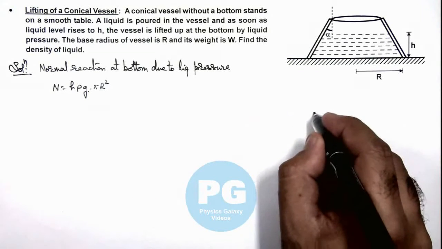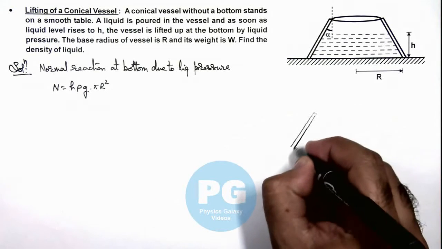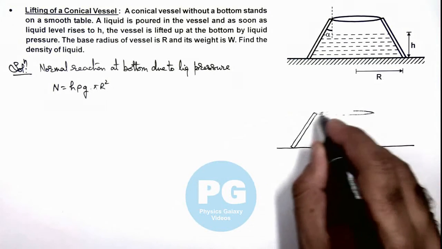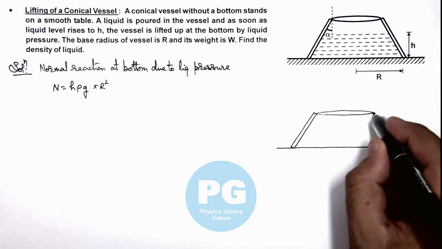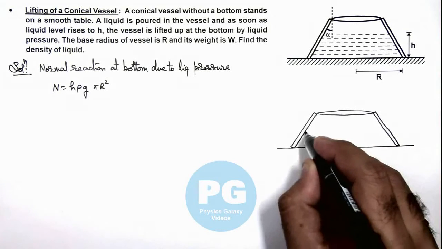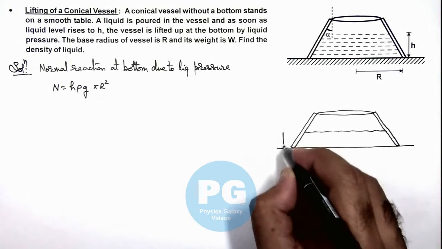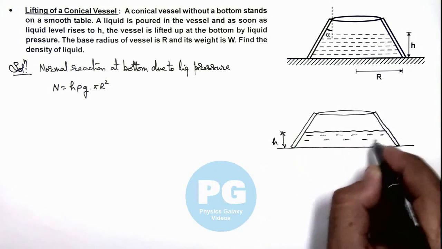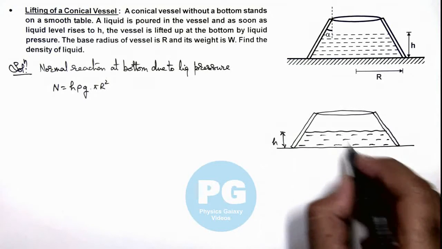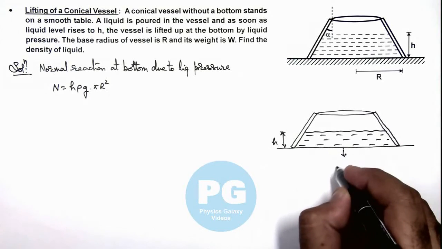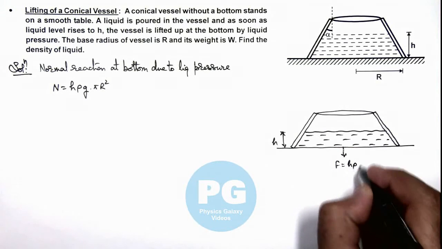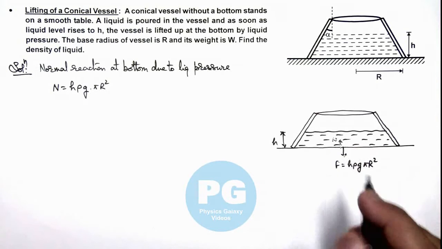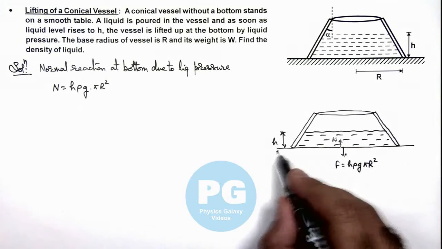Here for analysis we can redraw the figure. If this is the ground and this is the vessel and the liquid is filled up to a height H, then in this situation at bottom, here we can see the force applied will be H rho G pi r square, and the same normal reaction will be acted upon the liquid due to the ground.